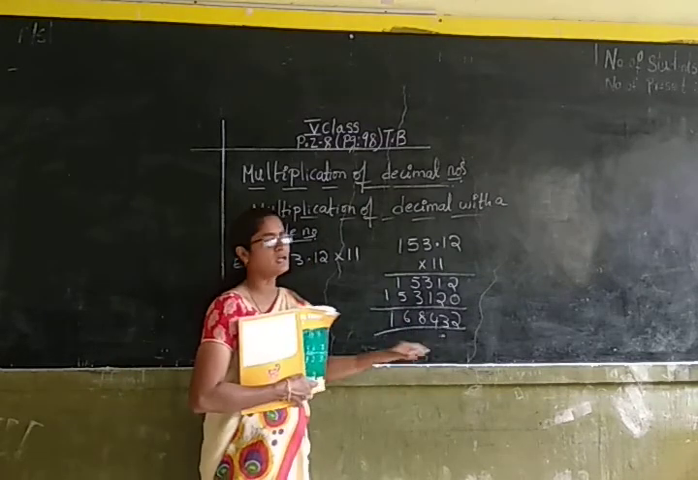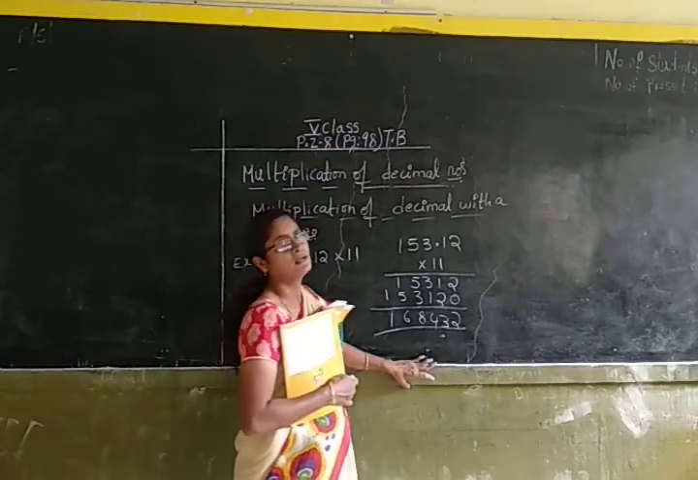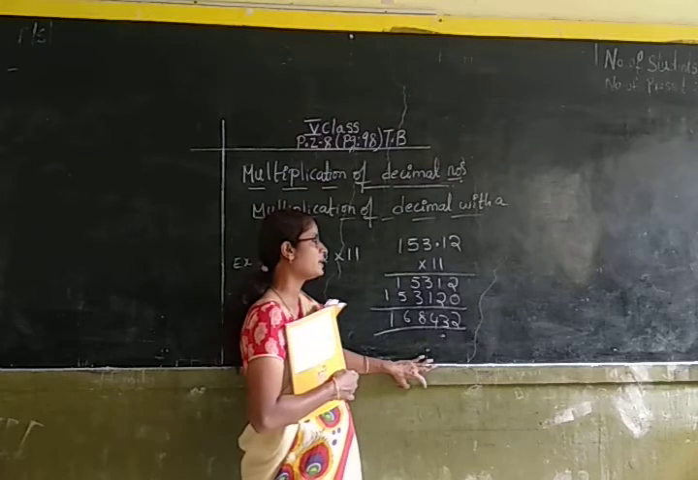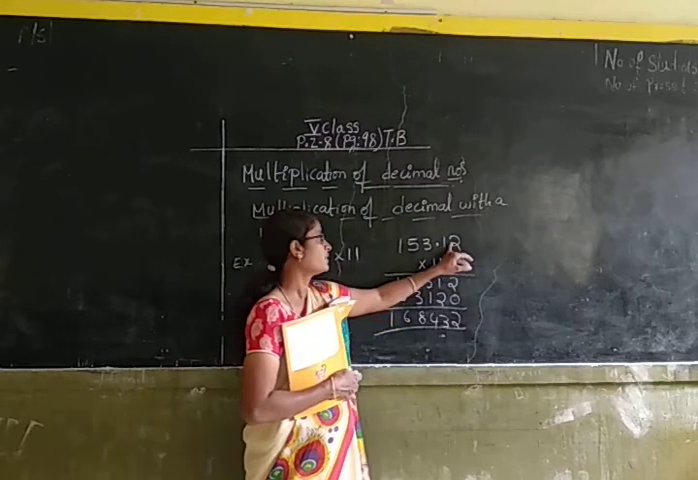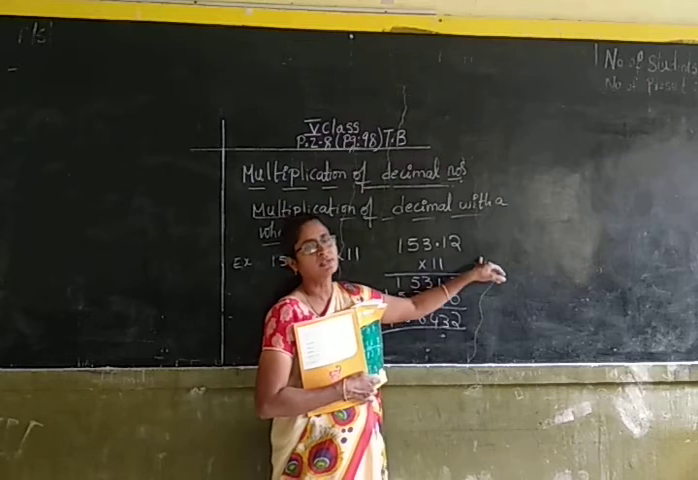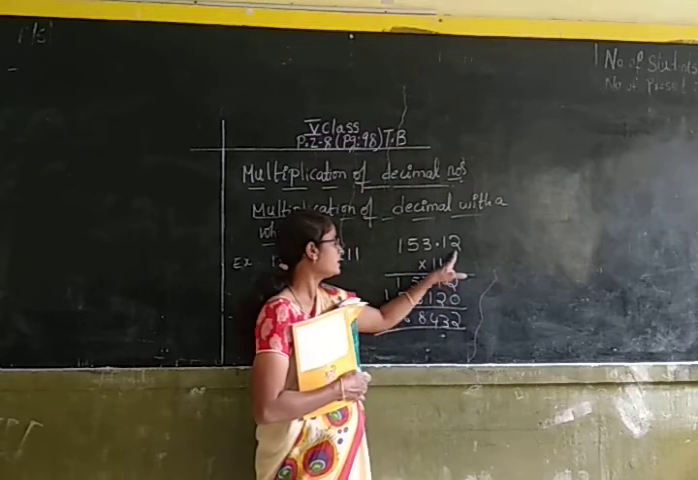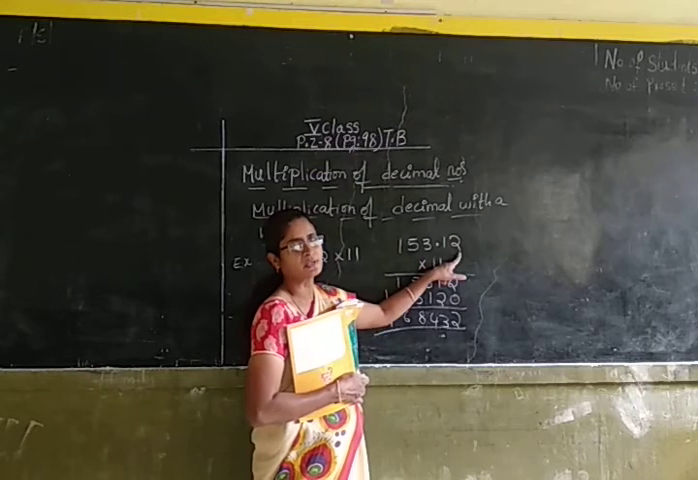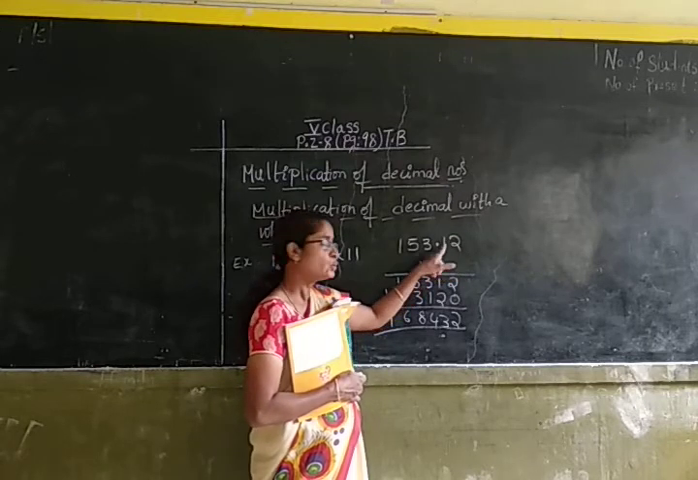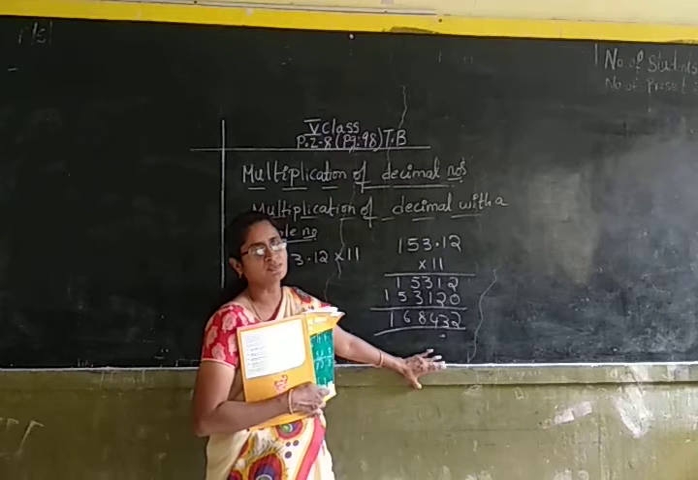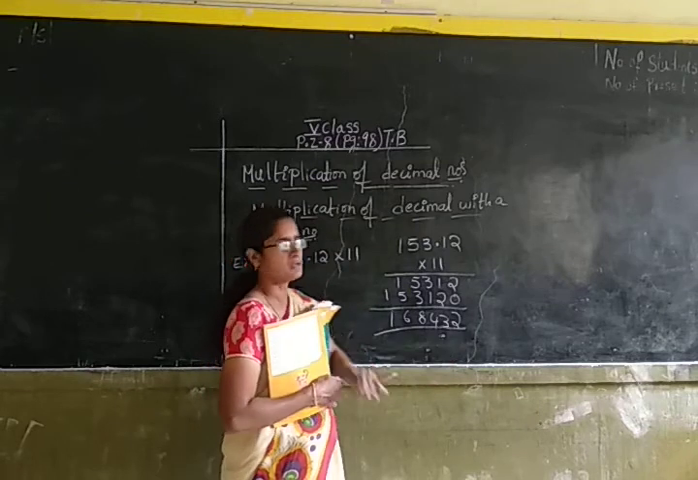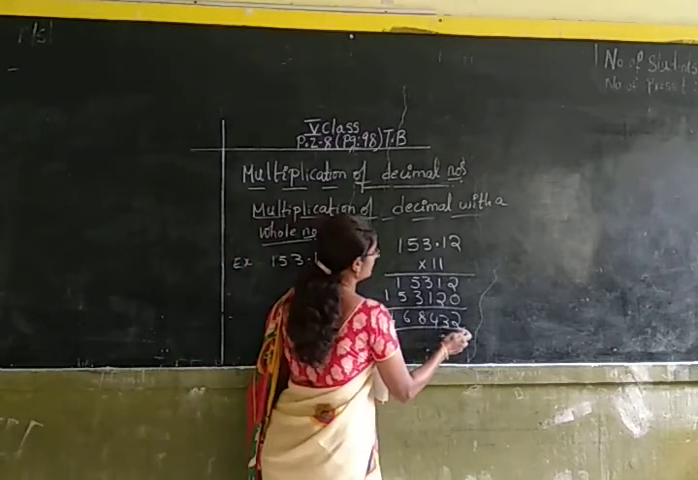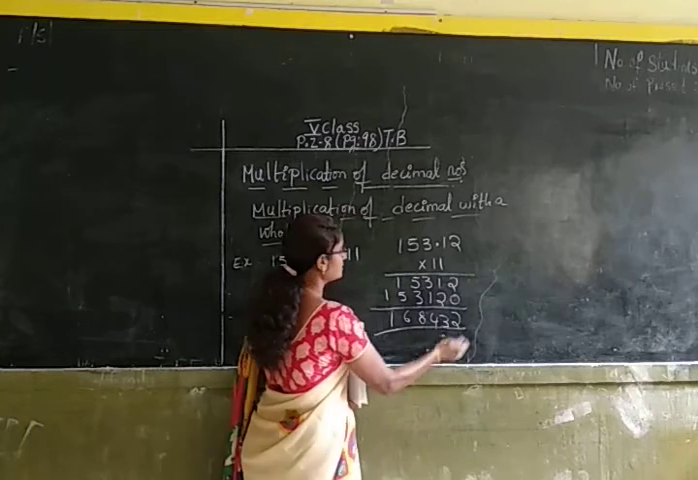So after getting the answer, now let us place the decimal point. Further what we have to do is, we have to check after how many digits the multiplicand is having the decimal point. Here the multiplicand is having the decimal point after 2 digits. So we have to place the decimal point after 2 digits in the answer also.